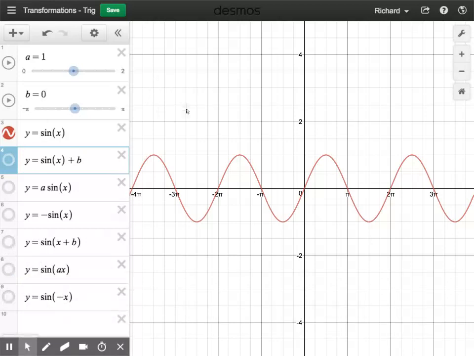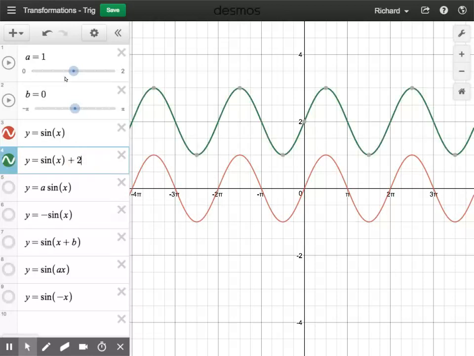So its period is 2 pi with a maximum of 1 and a minimum of -1, and the amplitude is exactly 1. So here's sine of x plus b. It's green, and red is sine of x. And I'm going to just change b to 2. And there it is. So it's exactly the same shape, and it's exactly the same amplitude, but the entire graph has been shifted up by 2 units.